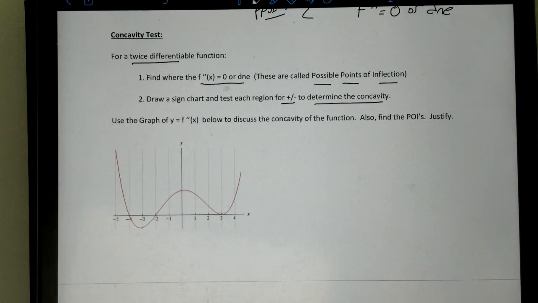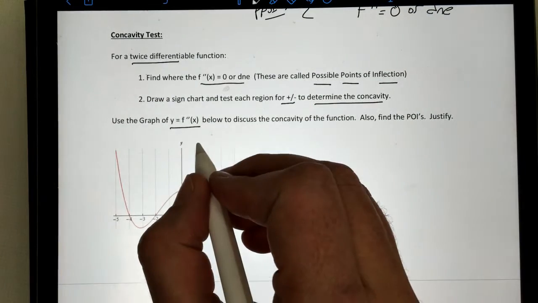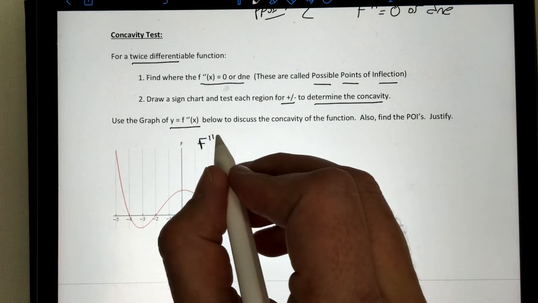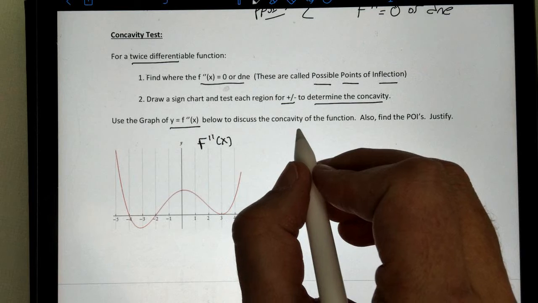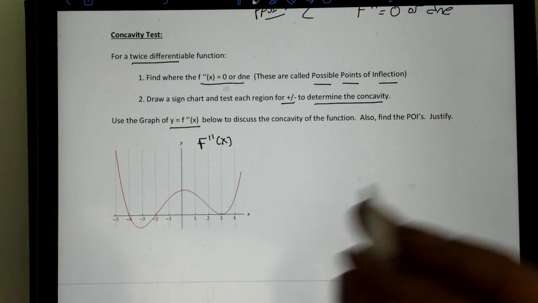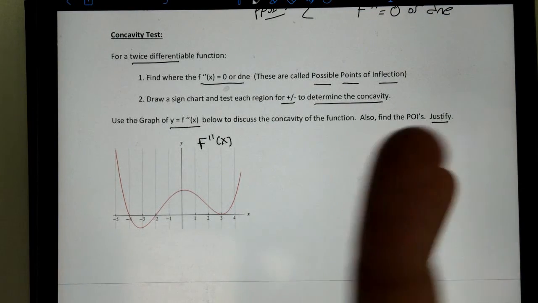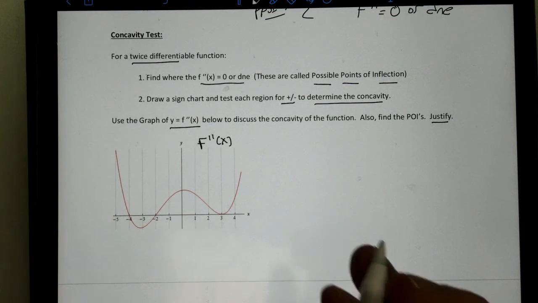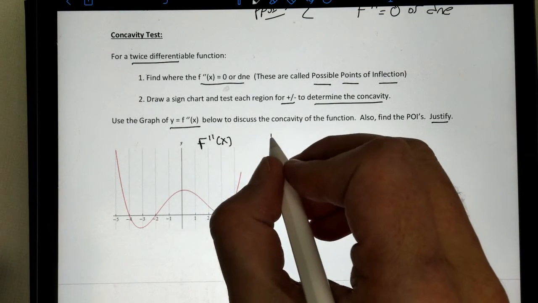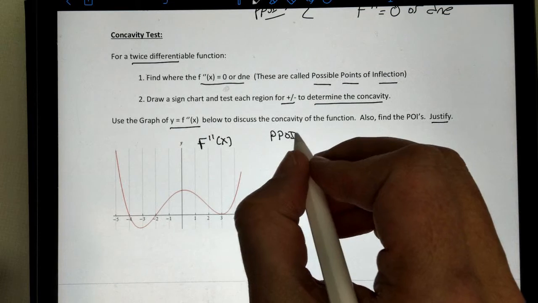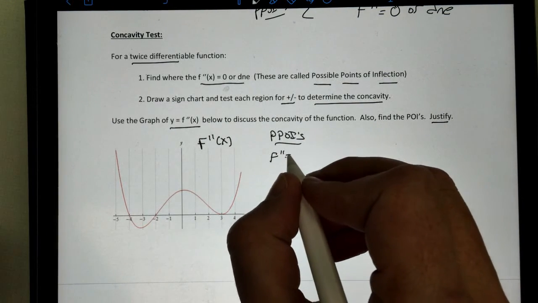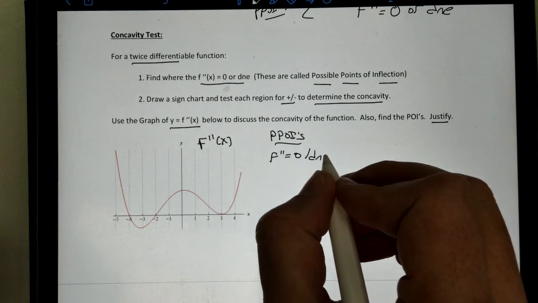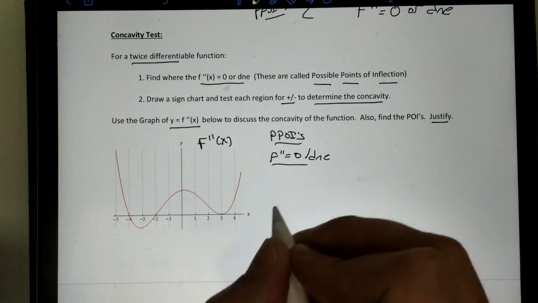Here we are given the graph of the second derivative. So we know that this is f double prime of x. Discuss the concavity of the function and also find any POIs, and we're going to justify. We're going to be back to our sign charts again. So the first thing we have to do is find those possible points of inflection, PPOI. And that is where the second derivative is 0 or DNE. Now, since we're given the graph, it's not going to be a DNE.